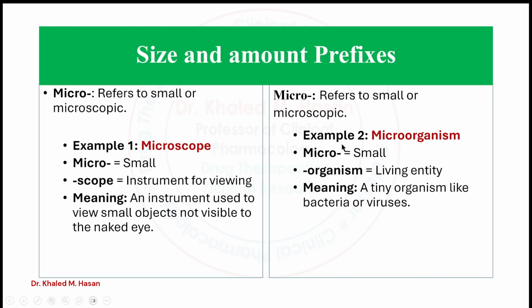Then we move to another example for micro. We have microorganism. The micro we know is small. Organism means living entity. Microorganism means tiny organism like bacteria or viruses.